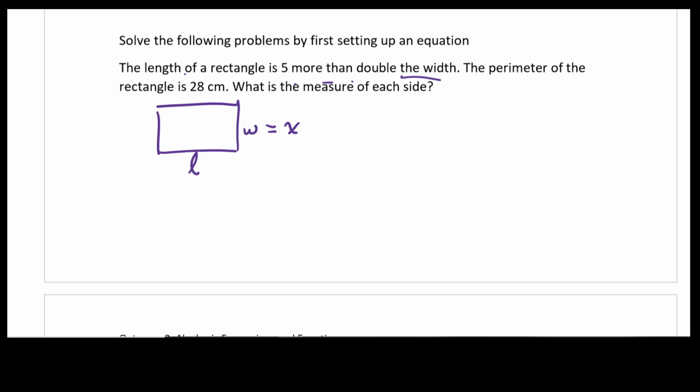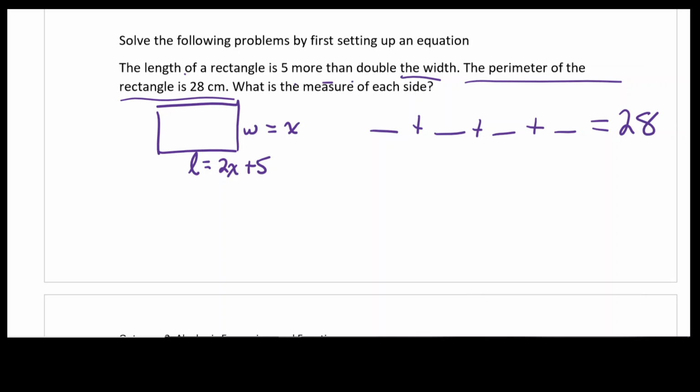So I'm going to call the width x, and then the length is 5 more than double the width. So double the width would be 2x. 5 more than that would be plus 5. So there, we've represented each of our things with a variable. The perimeter of the rectangle is 28. That's the next piece of information we need to use, and that's the piece of information we're going to use to turn this into an equation. If I take the 4 sides of this rectangle and add them up, I'll get 28 as my answer. So that gives me the basis for my equation here.